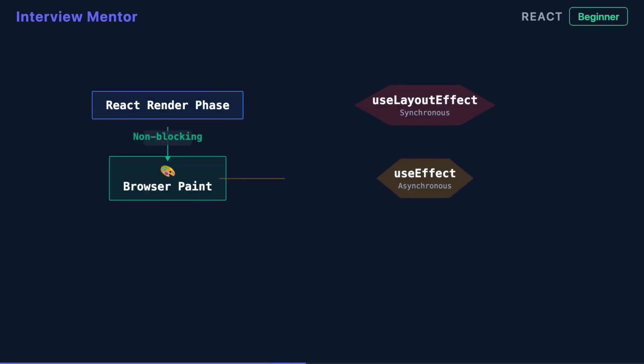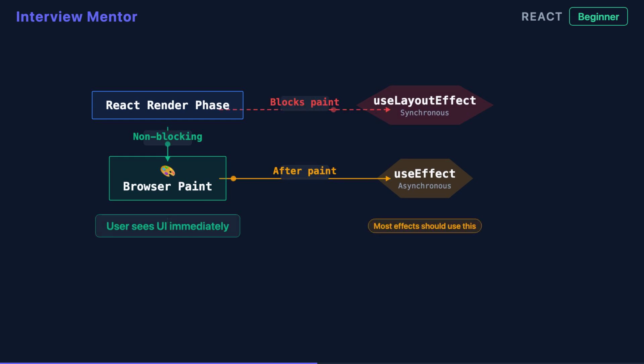Here's the key detail. useEffect runs asynchronously after the browser paints. React doesn't block rendering to run your effects. The screen updates first, giving users a responsive experience, then your effect executes. This is different from useLayoutEffect, which does block paint and runs synchronously.